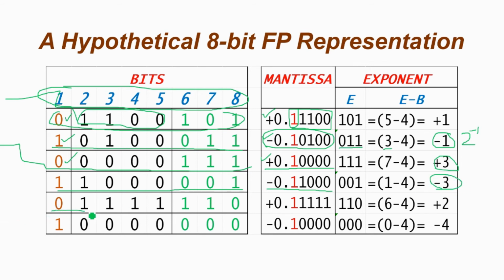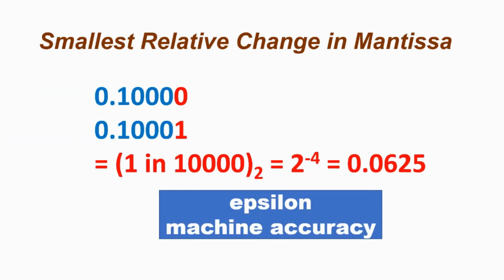The bit pattern 0111110 will indicate a binary value of 0.11111 into 2 raised to the power 2, and the last bit pattern given here, 1000000, will indicate a binary value of minus 0.1 into 2 raised to the power minus 4. So this should give an idea of how the bit pattern represents a certain binary value.